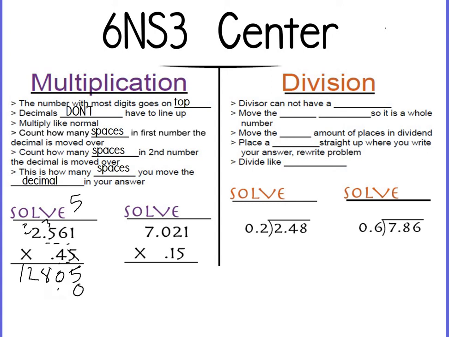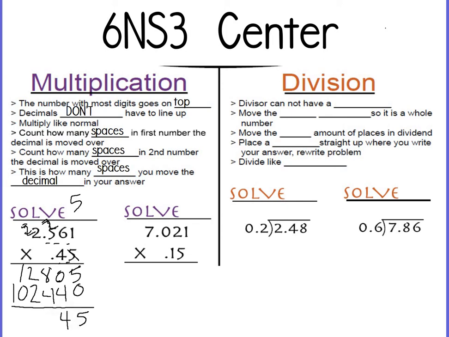1 times 4 is 4. 6 times 4 is 24. Carry the 2. 5 times 4 is 20. Plus 2 is 22. Carry the 2. 2 times 4 is 8. Plus 2 is 10. Now I'm going to add my numbers as normal.